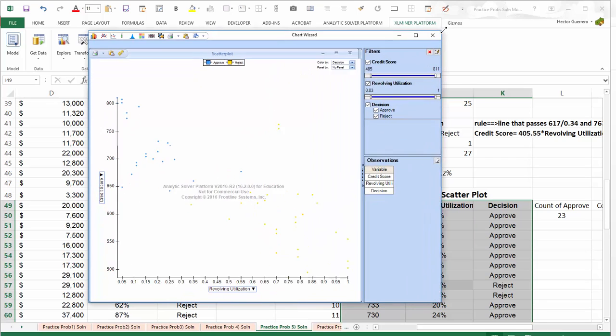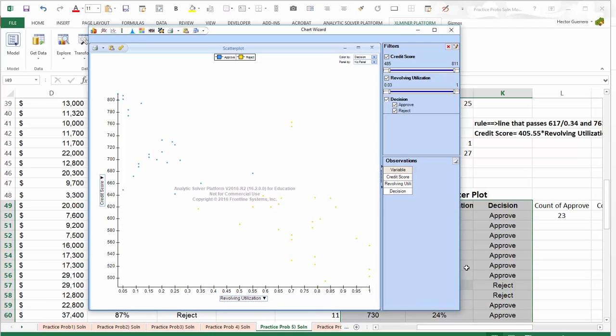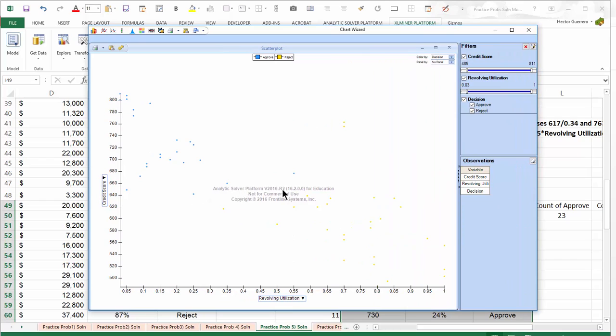This graph is kind of hard to see. One of the reasons it's hard to see is because Frontline has made an effort to let people know that if you make a presentation with this software, you're using it as a result of this educational software. So they're protecting themselves. I can understand that. But it's annoying because you get this watermark in the middle of your graph.